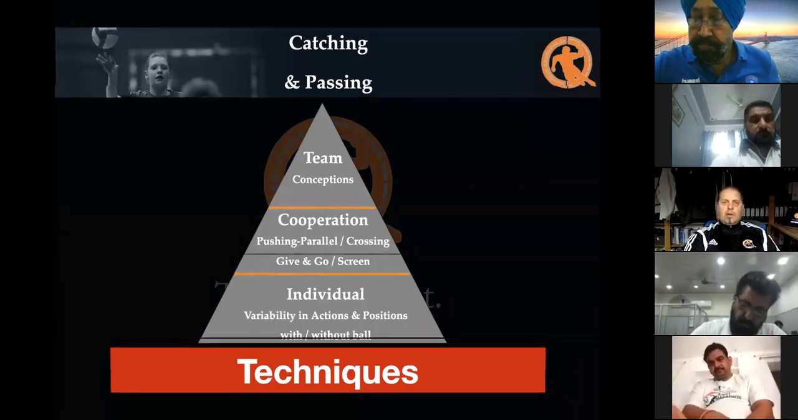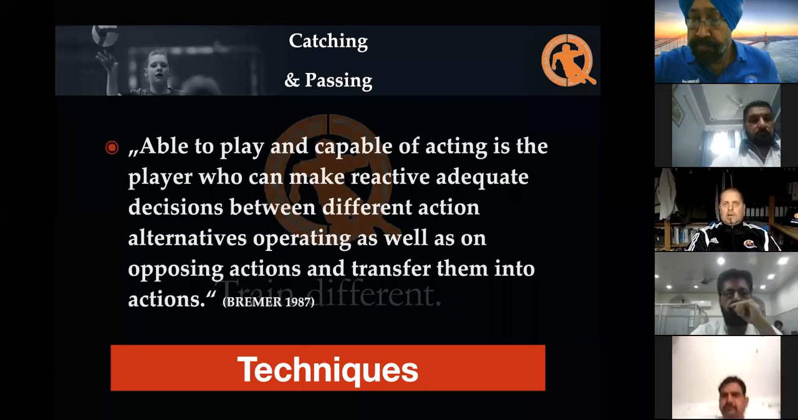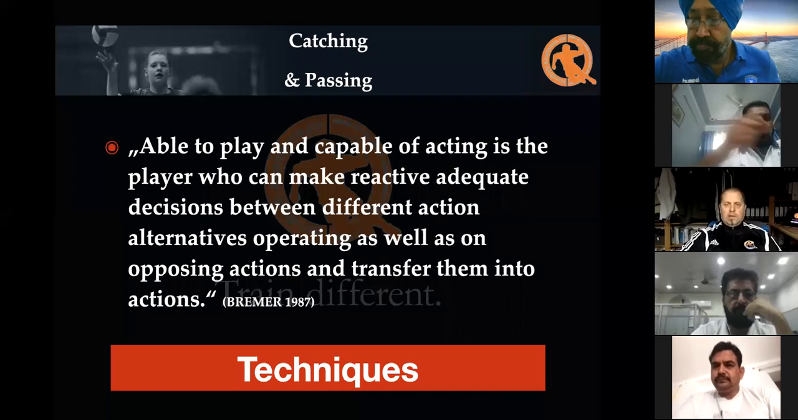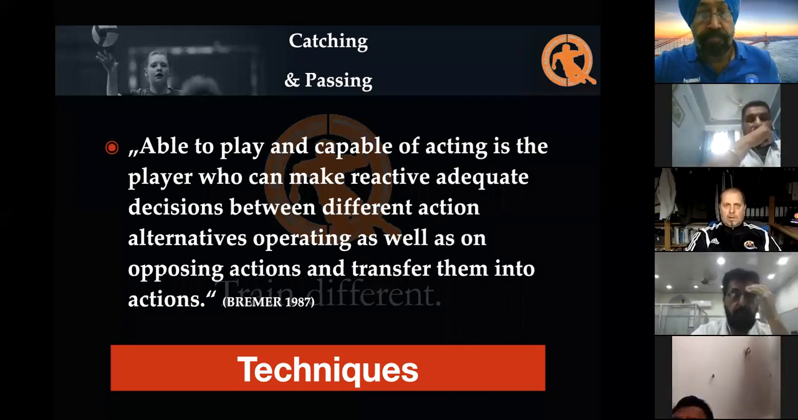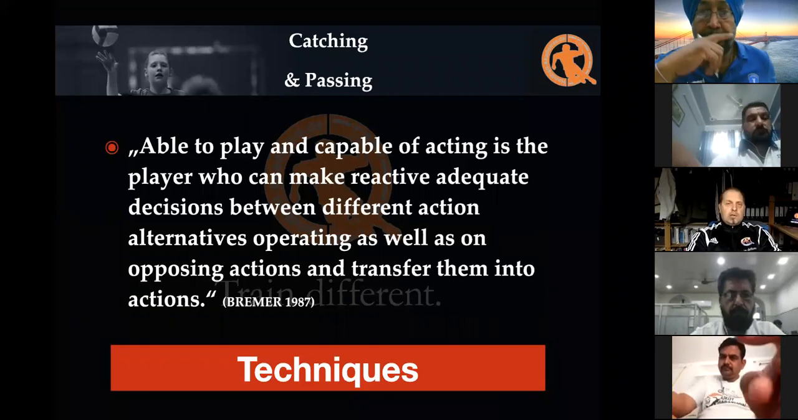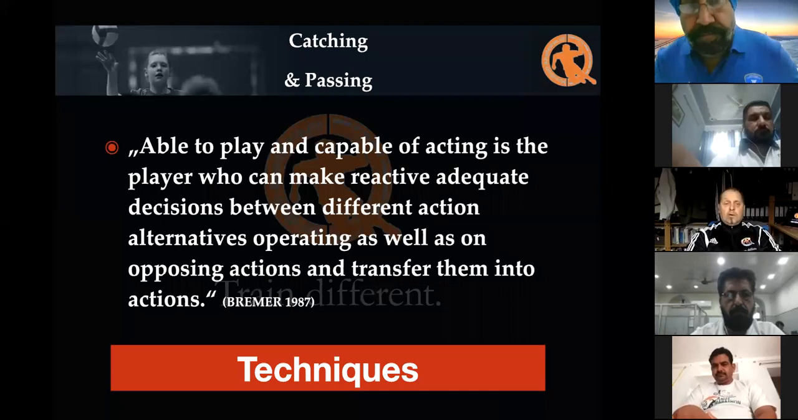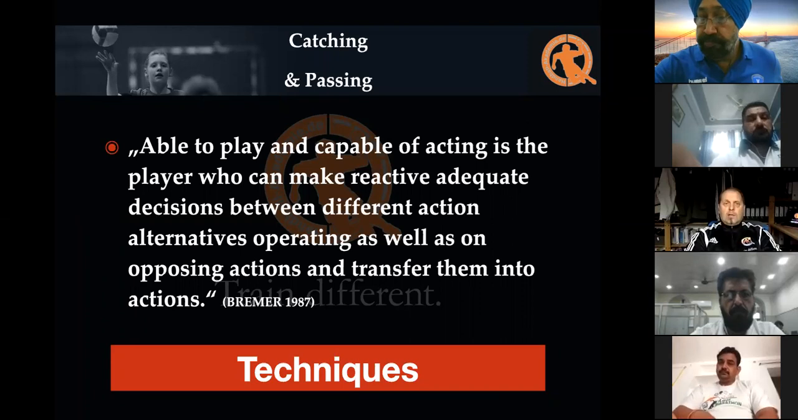Now, coming back to our definition of playing ability, we see the same thing, how important techniques in handball are. So as you know from this definition, the players, they should make a decision between different actions, and they should work it out according to the situation. So it means that first of all, they have to be able to use the different actions, that they have to be in possession of them.